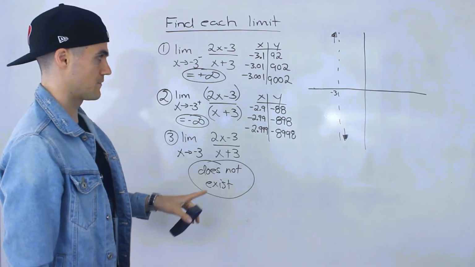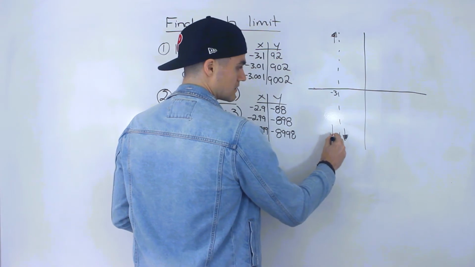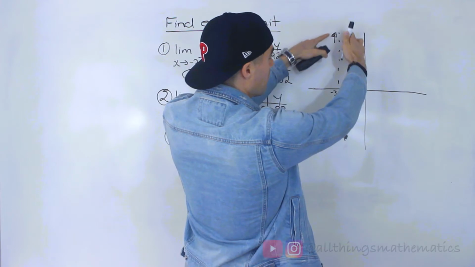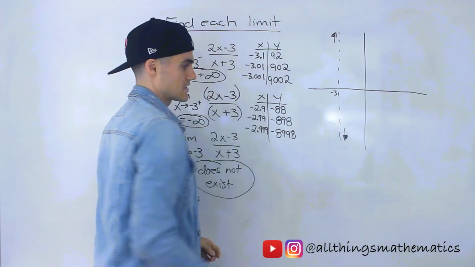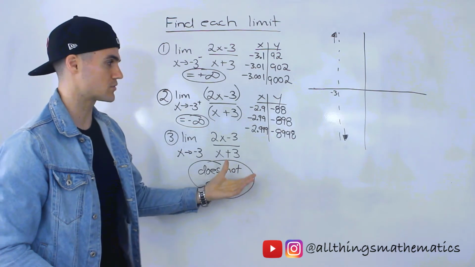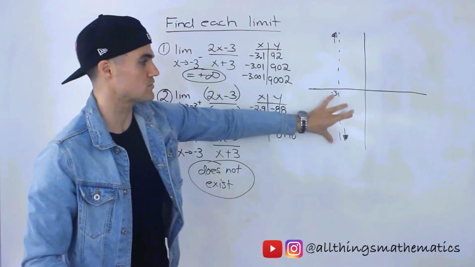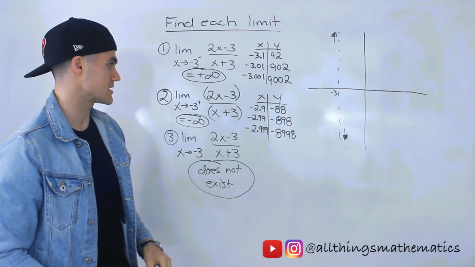Now, if this function ended up being something like this, where from both sides it's going towards negative infinity, or from both sides it's going towards positive infinity, then the limit would exist, and it would be whichever respective infinity sign that would be. But because it's going to opposite signs, it doesn't exist.